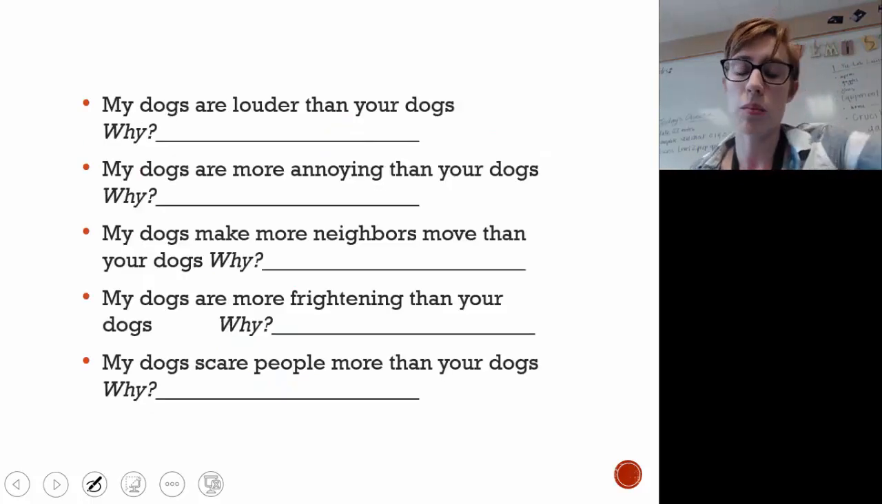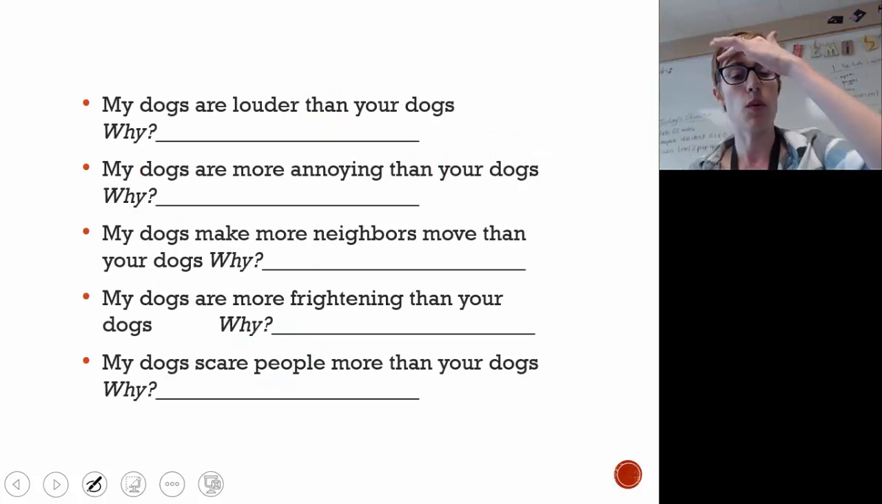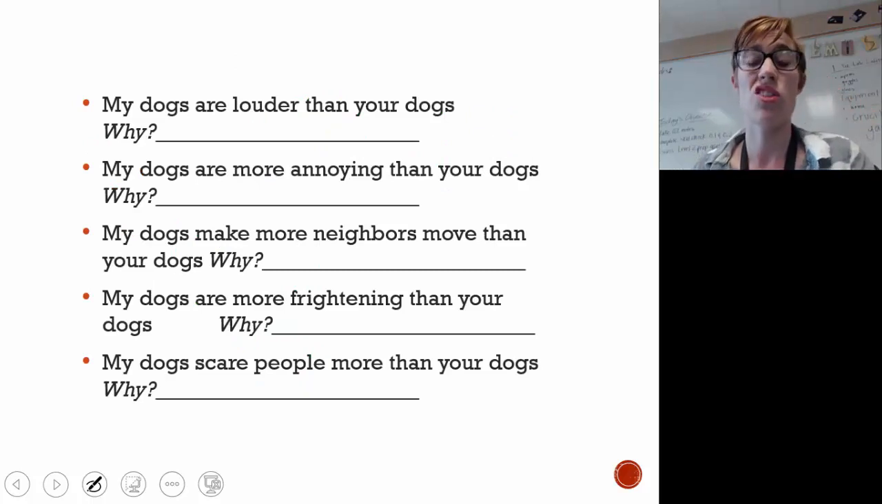So here's some example experiments, and let's figure out whether they're testable experiments, whether they're not testable, or whether they could be testable, but we need more clarification. The first one says, my dogs are louder than your dogs. Is that a testable experiment?